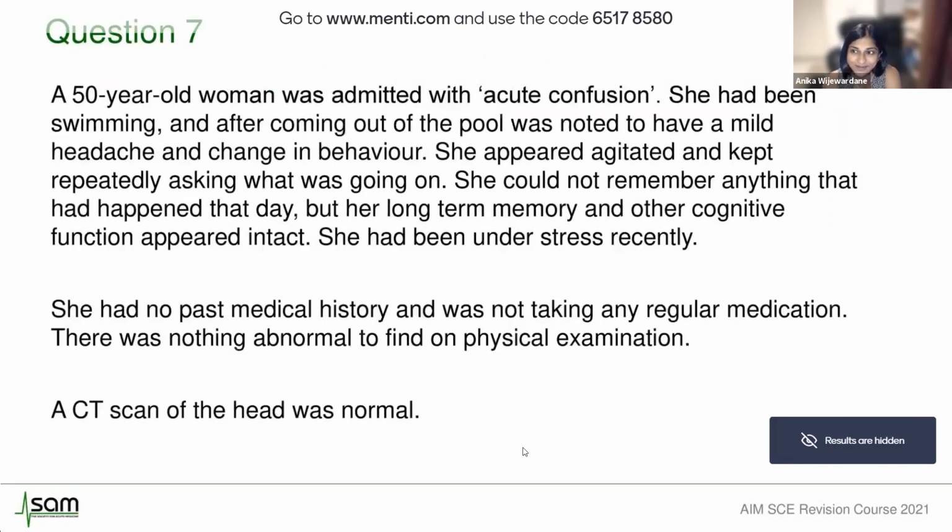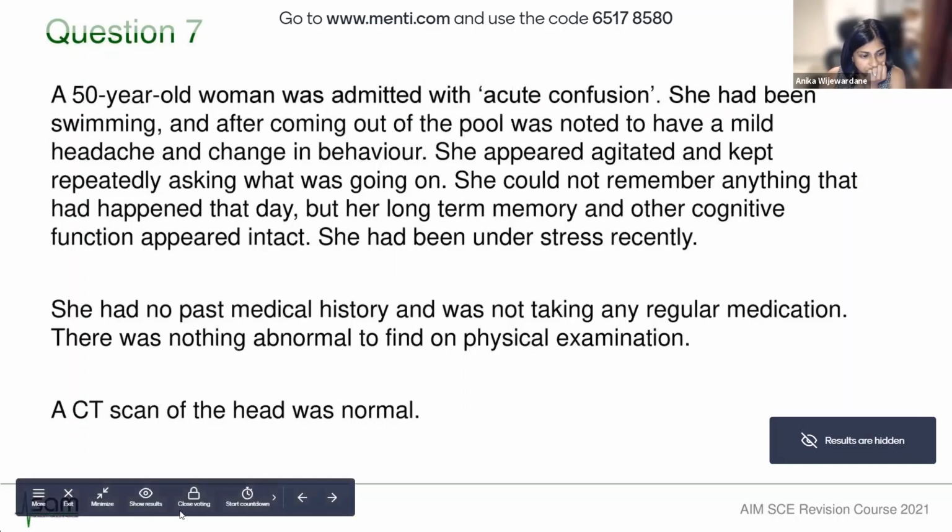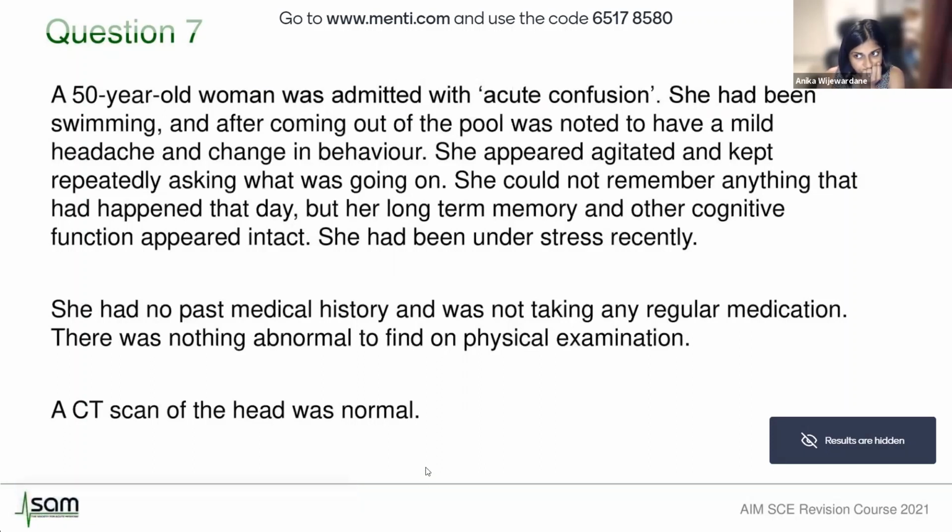So our last question. Annika, there's a question for the last question. Perhaps you go back at the end and have a look at it. Okay, I'll try and open it now while they're reading.